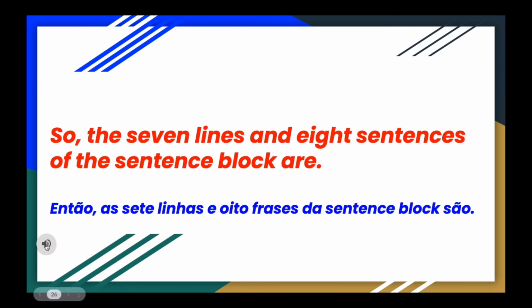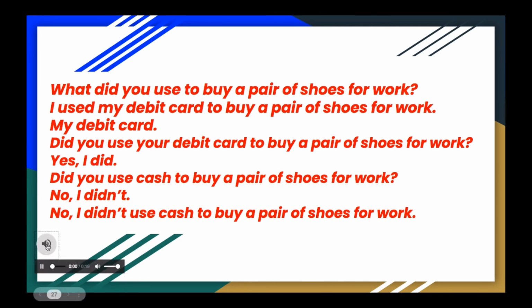So the 7 lines and 8 sentences of the sentence block are: what did you use to buy a pair of shoes for work? I used my debit card to buy a pair of shoes for work. My debit card. Did you use your debit card to buy a pair of shoes for work? Yes, I did. Did you use cash to buy a pair of shoes for work? No, I didn't. No, I didn't use cash to buy a pair of shoes for work.